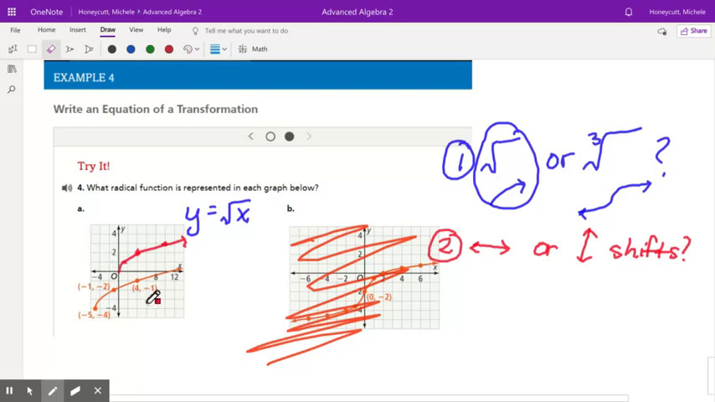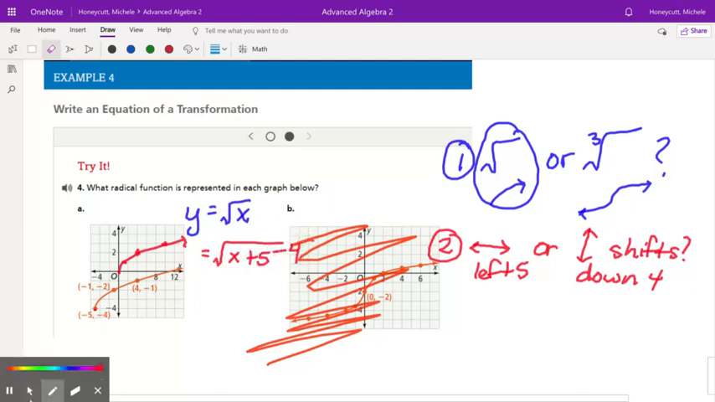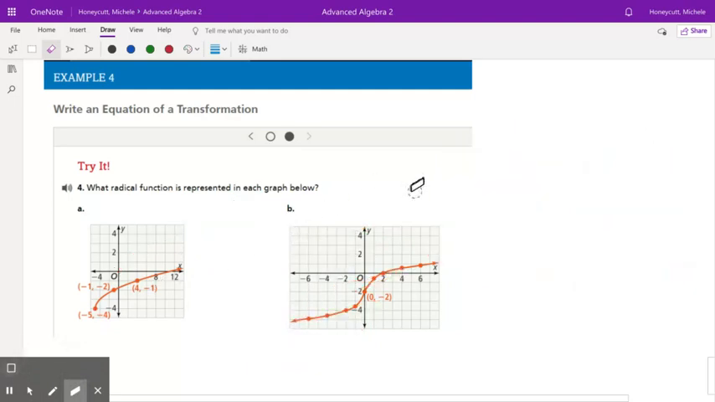Okay, so have there been any horizontal or vertical shifts? Well, I like to look at the starting point here and the starting point there. Looks like that got shifted to the left 5 and down 4. So left 5, down 4. So I'm going to add those to my equation. So if I want to go left 5, it's the square root of x plus 5, and then down 4 would be minus 4.